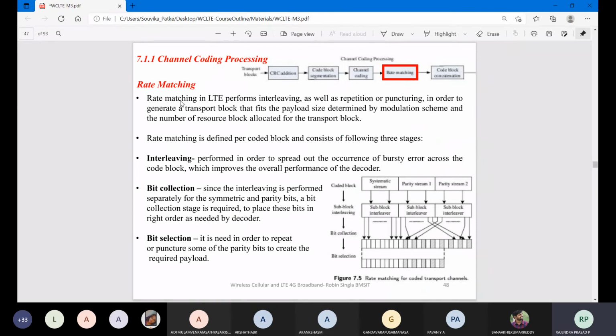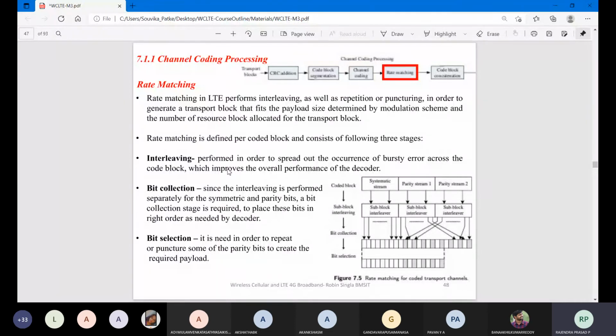Then comes your rate matching. Rate matching is nothing but your interleaving, bit collection and bit selection. As I said, your rate should match, meaning the data rate which we are transmitting and the one at reception should both be of the same order. If it is not in the same order, then what happens? Your data will be messy and you cannot identify the data.